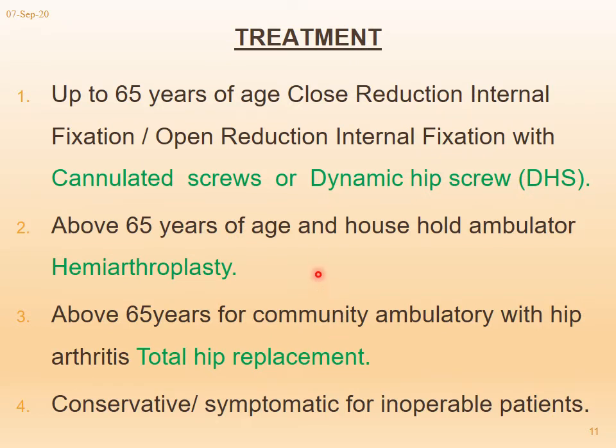Treatment or restoration of anatomy is dependent on the age of the patient. More commonly, 60 to 65 years of age is the limit, which defines certain methods of treatment. If patient is up to the age of 60-65 years, closed reduction and fixation is more commonly done, and sometimes may require an open reduction and internal fixation. The method used is cannulated screws or dynamic hip screws.